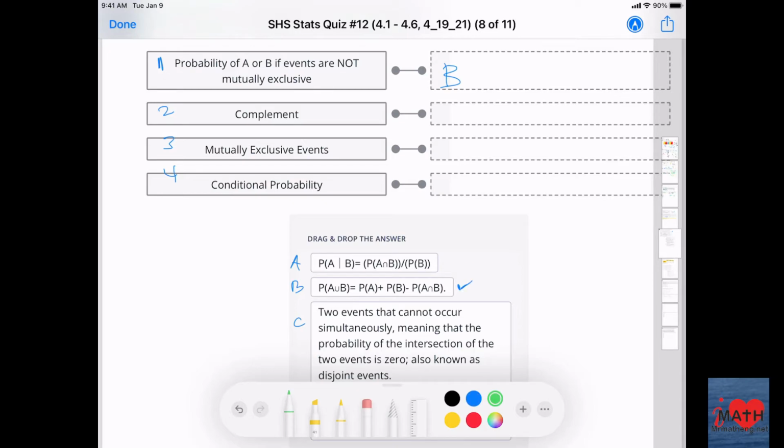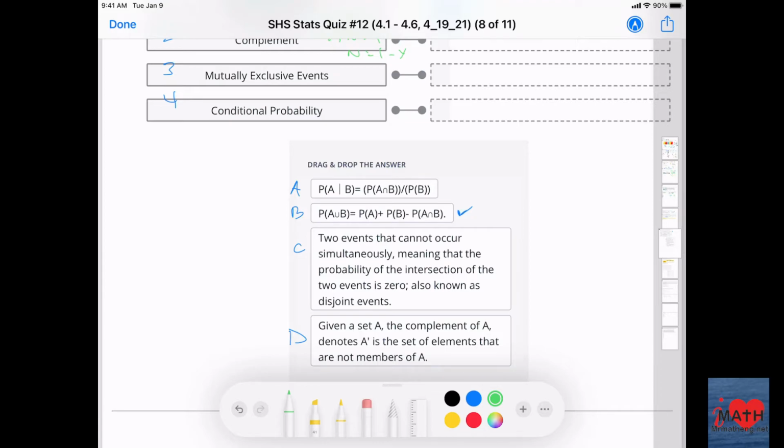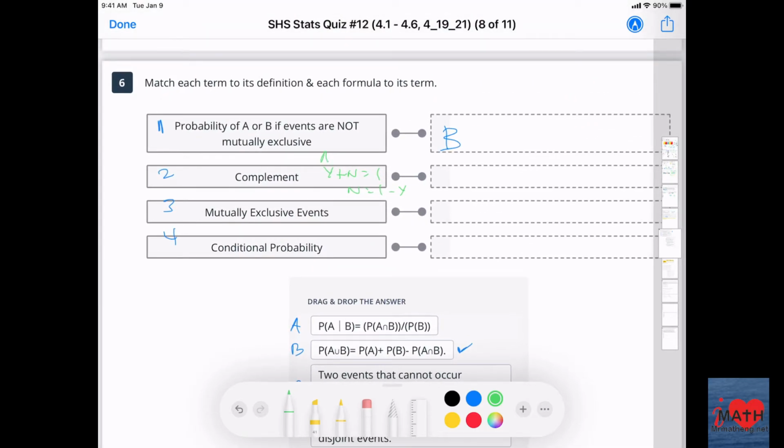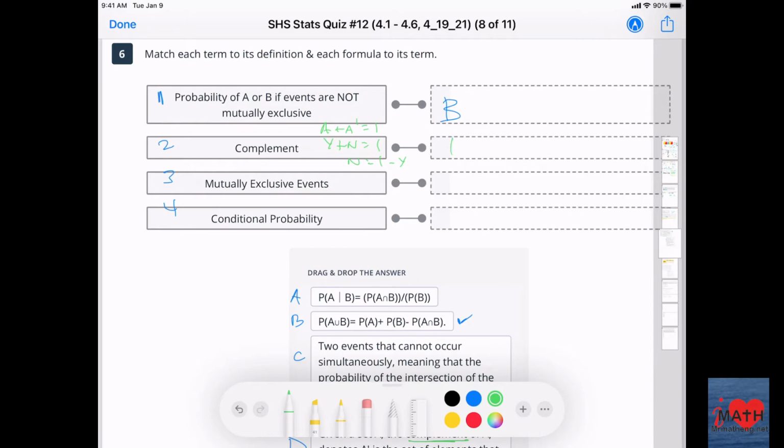Okay, what is a complement? Remember, that's the yes plus no equals 1, and then you might have something like the no's are equal to 1 minus the probability of yeses. Okay. So what do we got here? Well, this is the only one that has the word complement. Given a set A, the complement of A denotes A prime is the set of elements that are not of A. So this notation here is A and not A equals 1. That's what it's trying to say there. So the answer for that one would be 2D.